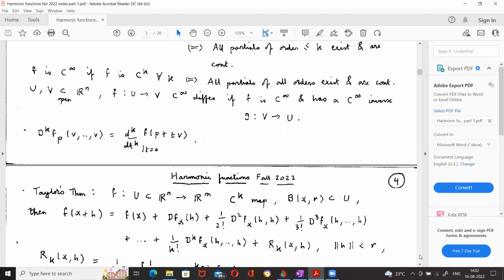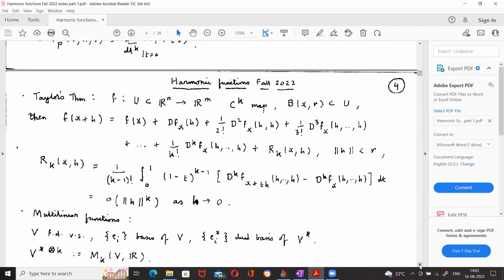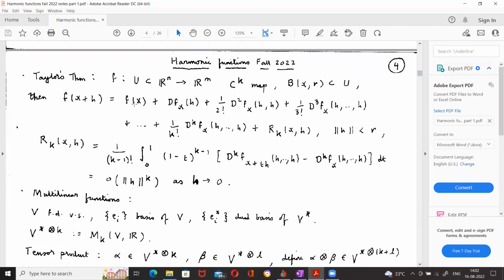And then we had the Taylor theorem. So we could write f near a point x as a sum of the derivatives evaluated along the diagonal plus an error term. So if f was k times differentiable, C^k, then the error term was little o of norm h to the k. Okay.